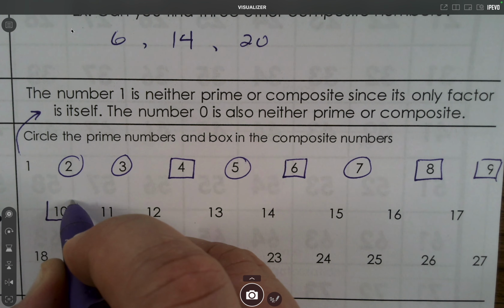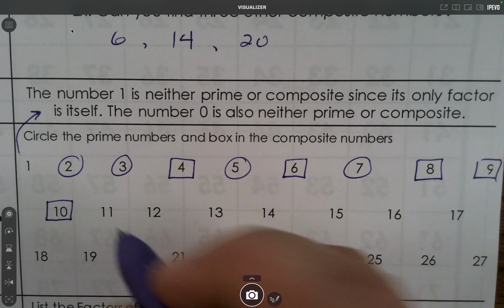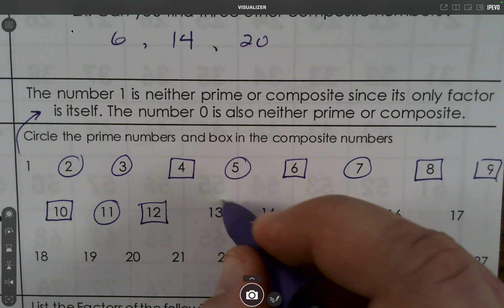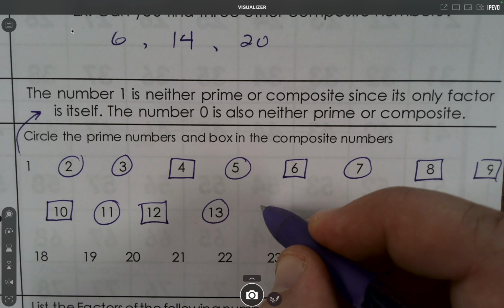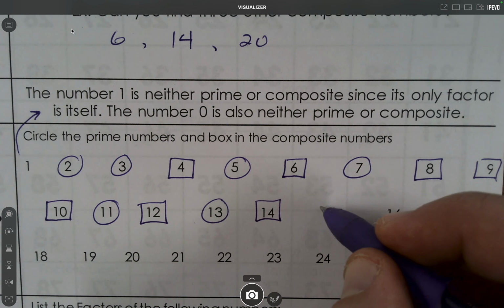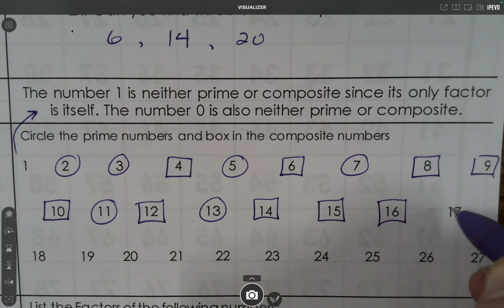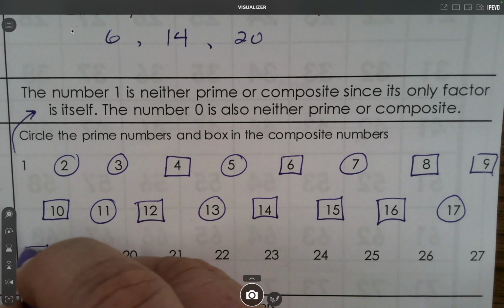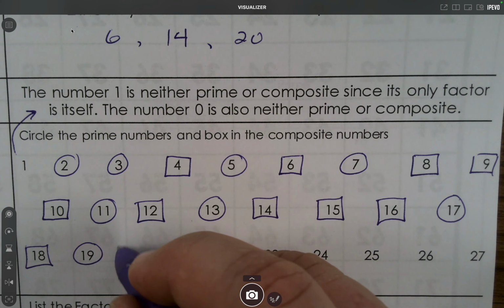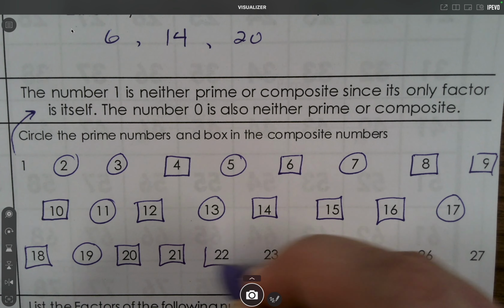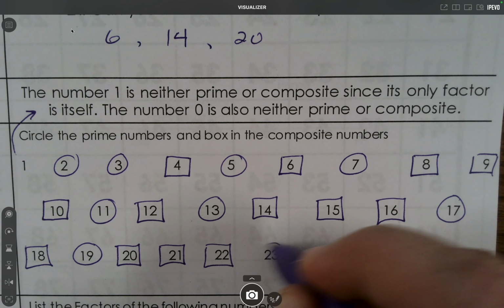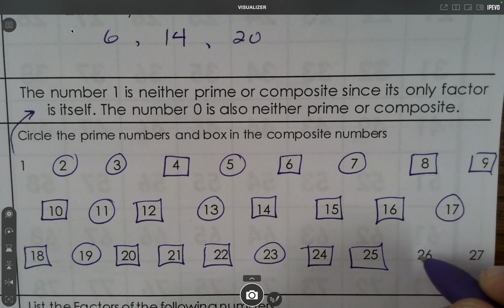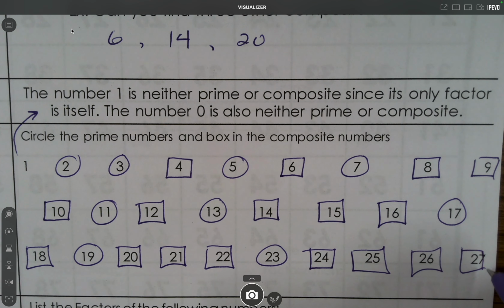I'm not going to list all of them, but you can check them later. 10 is composite. 11's prime. 12 is composite. 13 is prime. 14 is composite. 15 is composite. 16 is composite. 17 is prime. 18 is composite. 19 is prime. 20, 21, 22 are composite. 23 is prime. 24 is composite. 25 is composite. 26 is composite. And 27 is composite.